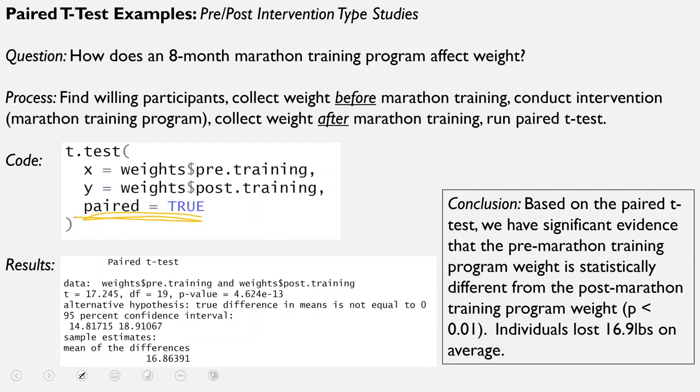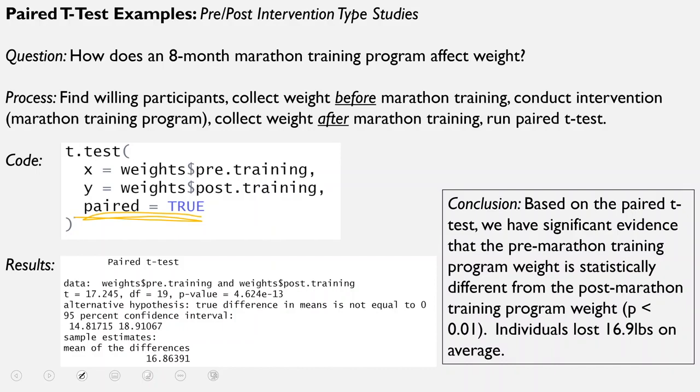So the paired equals true, that's just part of the study design, right? So you'll have paired data. You'll know that you have paired data pretty much always. If it's the same group of people, pre and post, paired data. If it's two different groups of people, unpaired, right? So you'll know when to run a paired t-test.